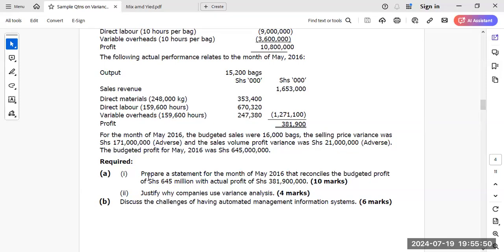So we are going to prepare a statement for the month of May 2016 that reconciles the budgeted profit of 645 million with actual profit of shillings 321,900. So that.